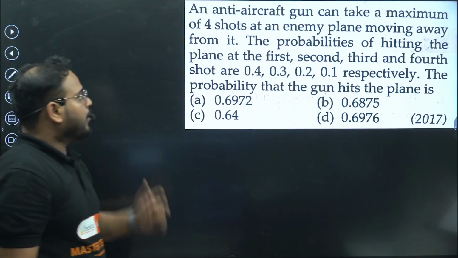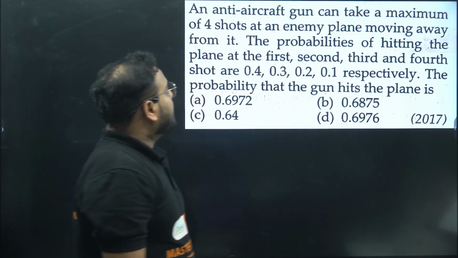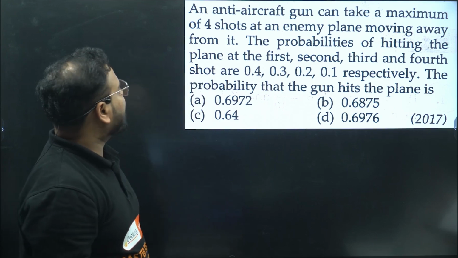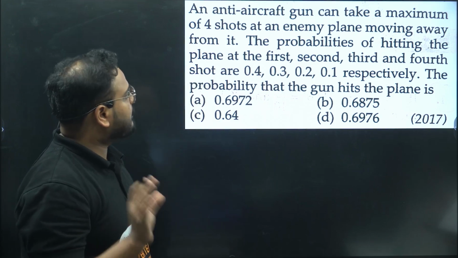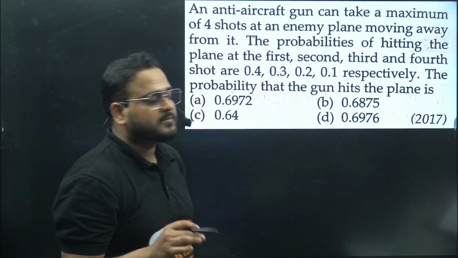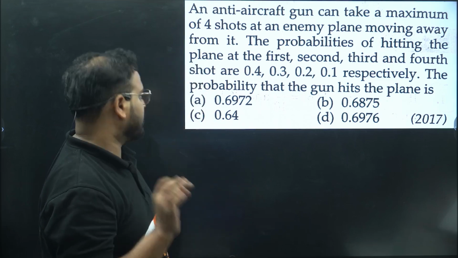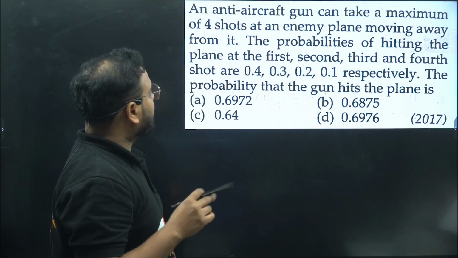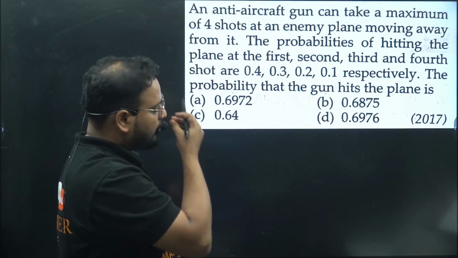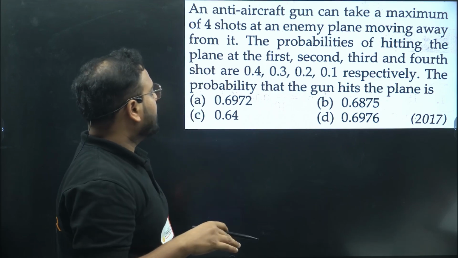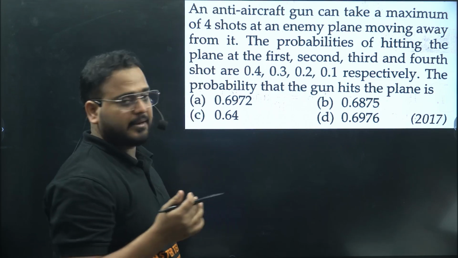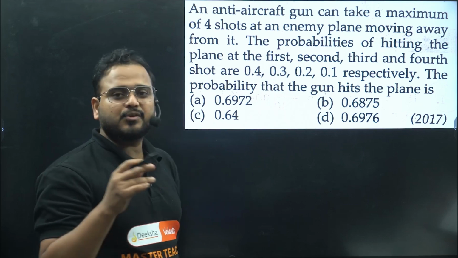An anti-aircraft gun can take a maximum of 4 shots at an enemy plane moving away from it. The probabilities of hitting the plane at the first, second, third, and fourth shot are 0.4, 0.3, 0.2, 0.1 for a successful hit. The probability that the gun hits the plane. Let's look for the probability of failure.